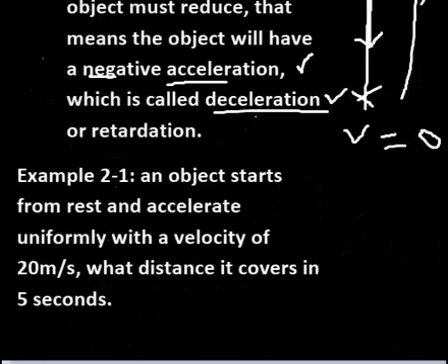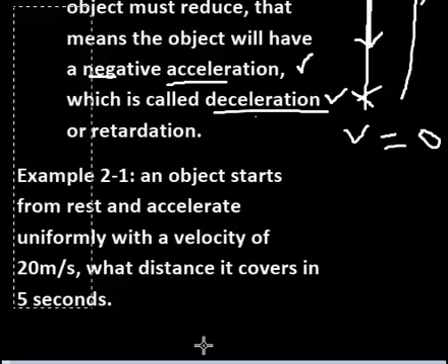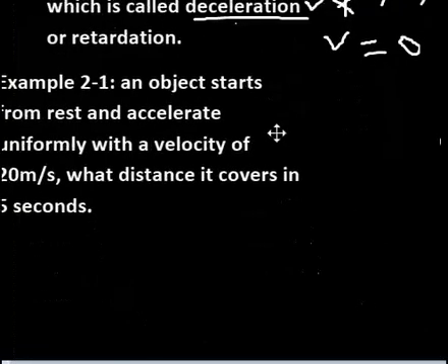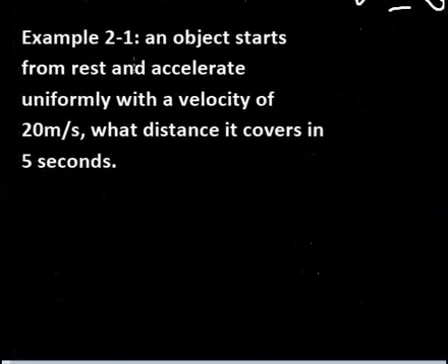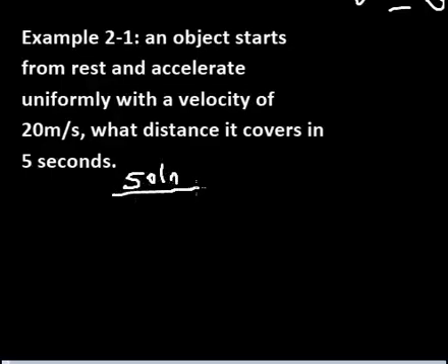All right, so I'm gonna shift this so that we have space. All right, example 2.1. It goes like this: an object starts from rest and accelerates uniformly with a velocity of 20 meters per second. So if I should solve its solution, all I just need to do is to equate the rest.